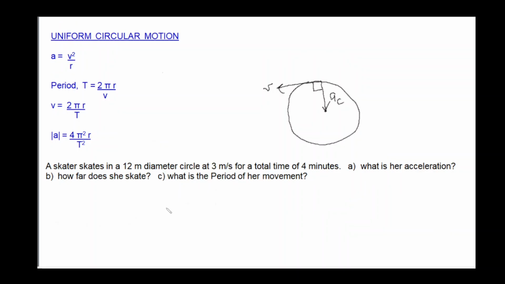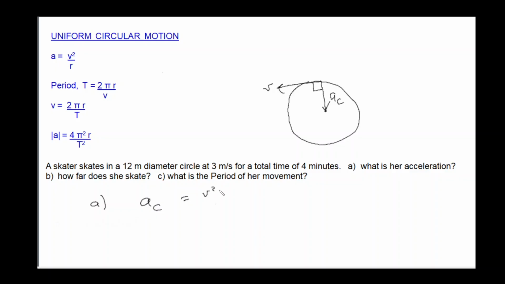Let's go over this again by looking at some problems. A skater skates in a 12-meter diameter circle at 3 meters per second for a total time of 4 minutes. What is her acceleration? How far does she skate? And what is the period of her movement? So for part A, we want to know her centripetal acceleration, which is directed towards the center of the circle.